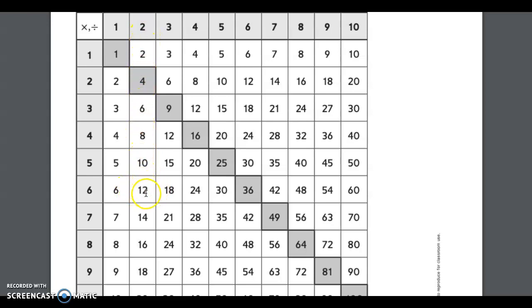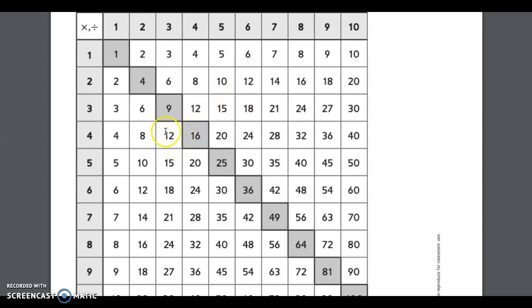So 6 times 2 equals 12. 6 and 2 would be the fact pair. Just like over here is 12, and I see 2 and 6 makes 12. Is that a different fact pair? It's not, because we use 2 and 6 already. They have to be different numbers for it to be a new fact pair.